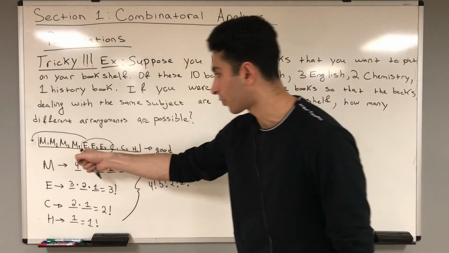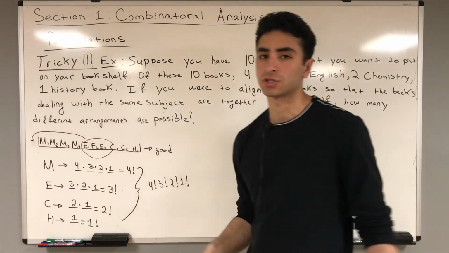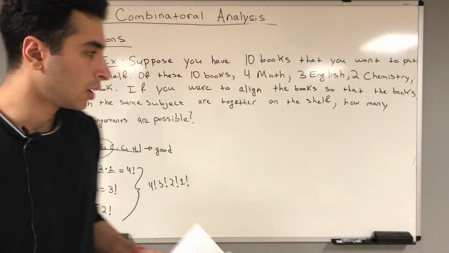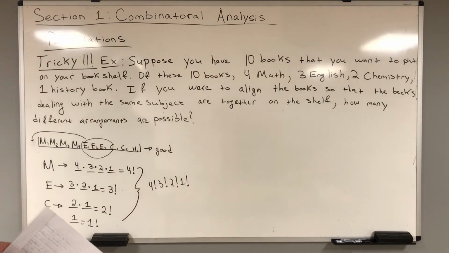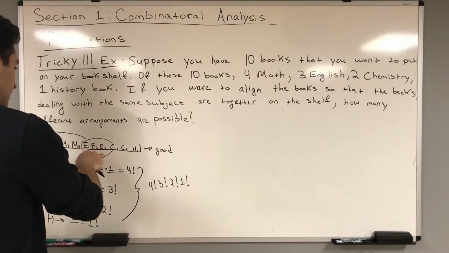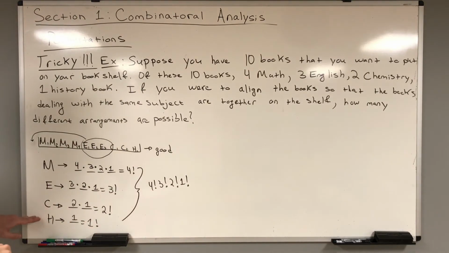So we have to account for all of those different switches. Like I can move all these 4 math books after the history book, and I can move the history book over here, so we could switch the places. Now, how do we do that? Well, this is how we do it. Since the English books have to stay together and the math books have to stay together, why don't we just use letters to represent each of those English books, each of those math books, each of those chemistry books?